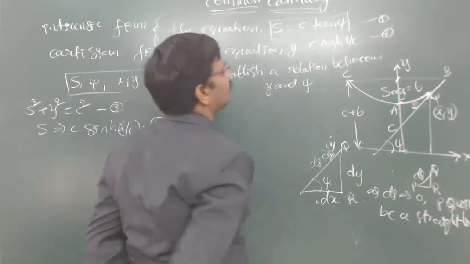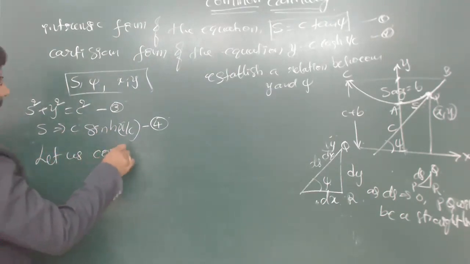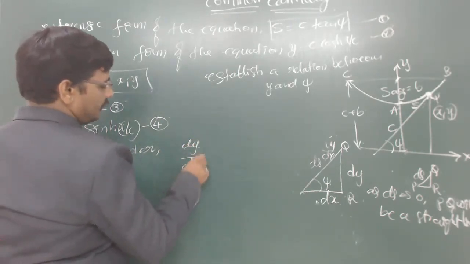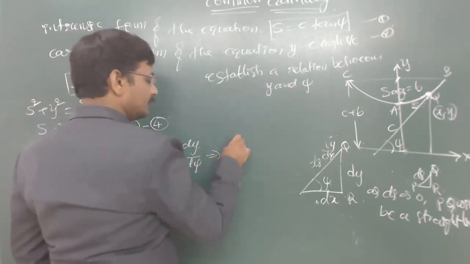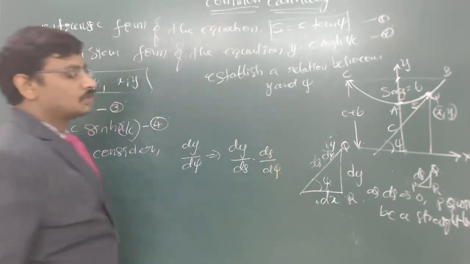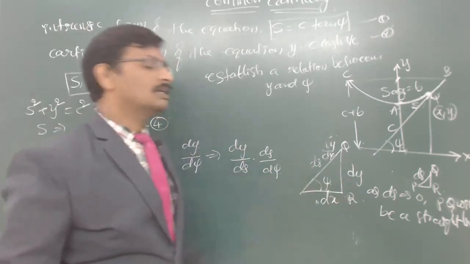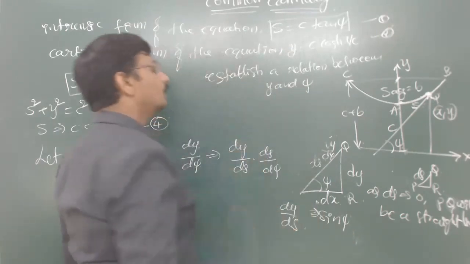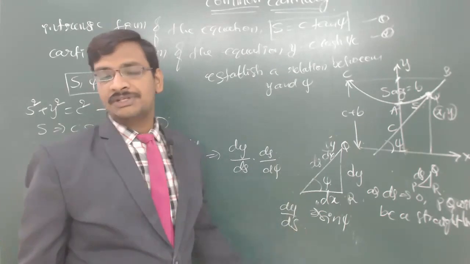See this. To establish the relation between these two, let us consider dy by ds, dy by d psi. So dy by d psi will establish the relation between these two. To simplify this, we will use the methodology of dividing by ds and multiplying with ds. Why we do it this way: dy by ds, from this relation, is nothing but sin psi. And we know the relation between s and psi also, s is equal to c tan psi. So if you do it this way, you will be able to easily establish the relation between these two.